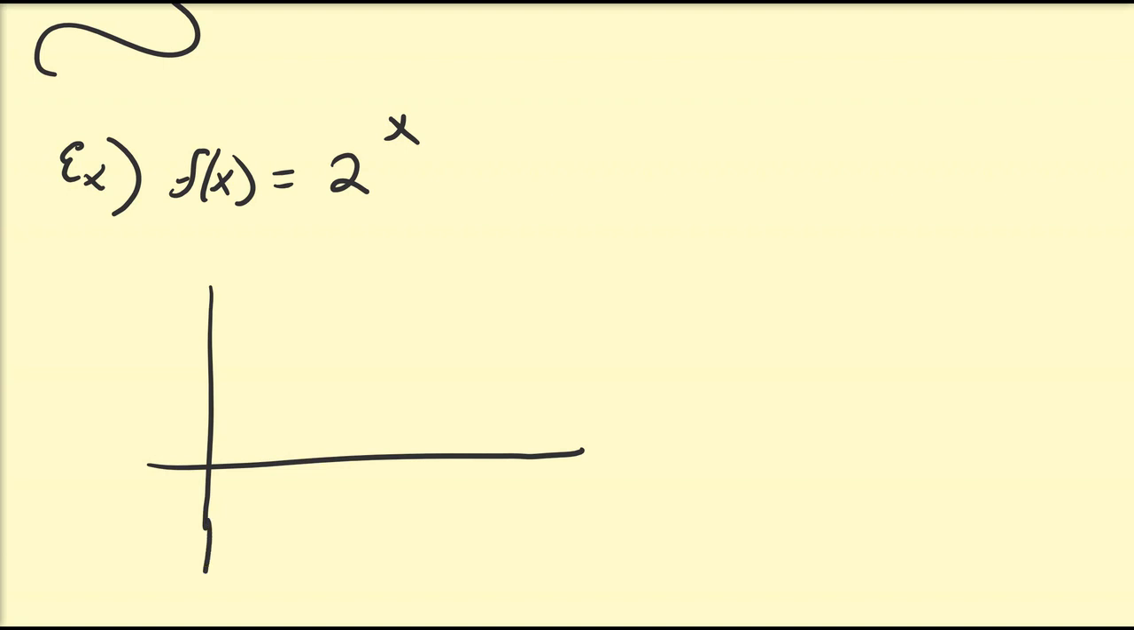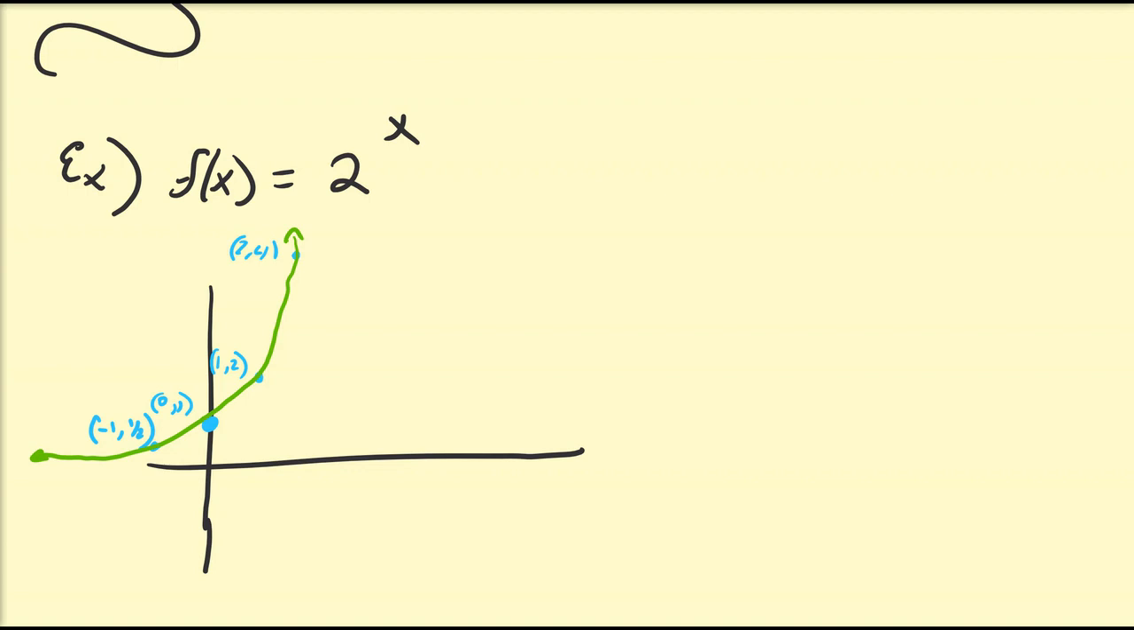So I'm going to pick like -1, 0, 1, 2, 3. So this is going to be my point 0, comma 1. When you plug in 1, you're going to get 2, so we have 1, comma 2. Then all the way up here you have 2, comma 4, so that's 2 squared. Over here you're going to have -1, 1/2, and so on. So you can pretty much connect these points to get some curve like that. So this is the graph of f of x is equal to 2 to the x.